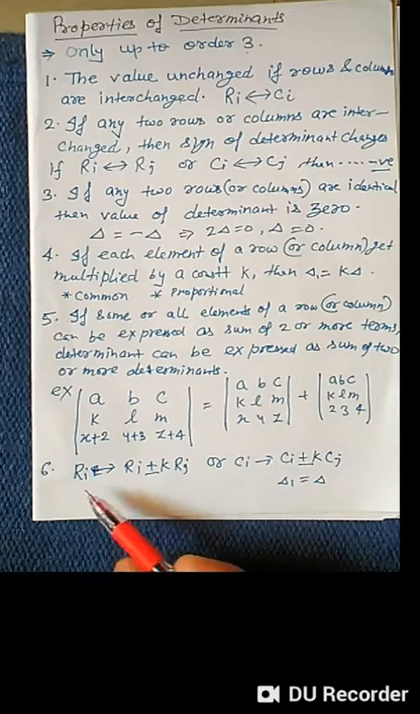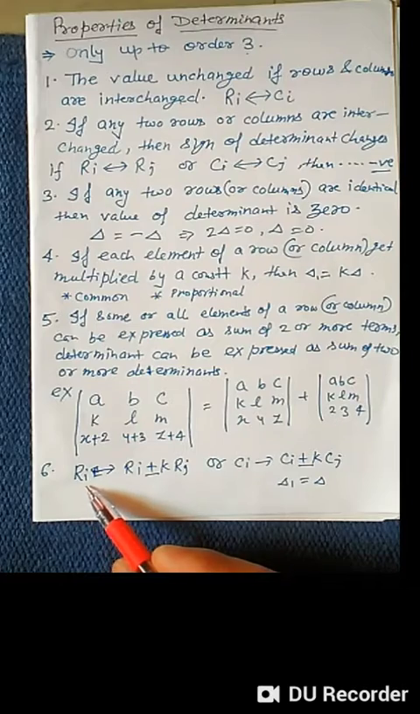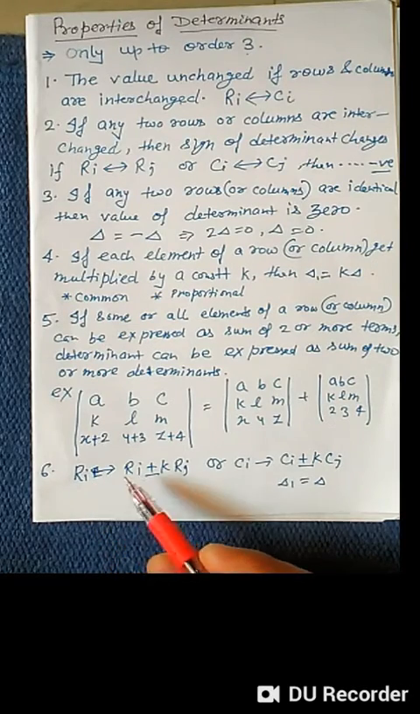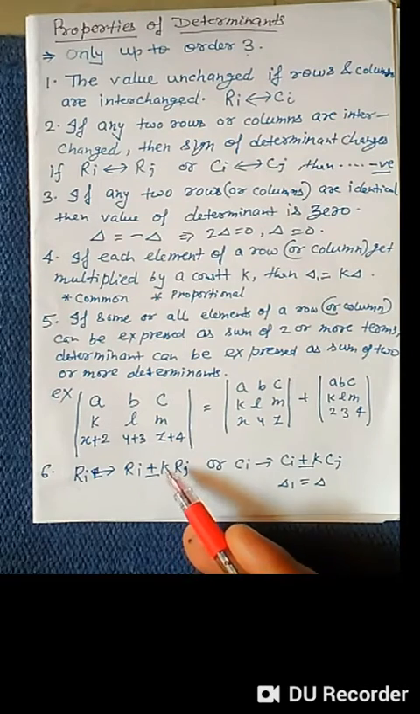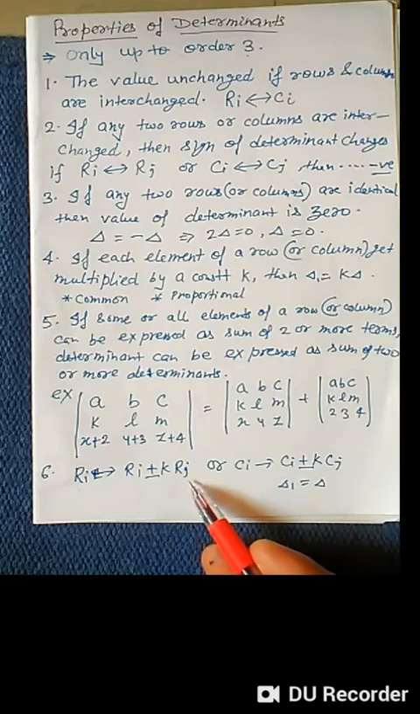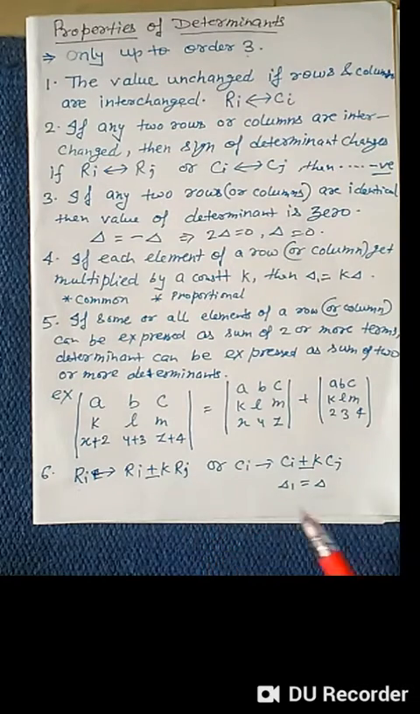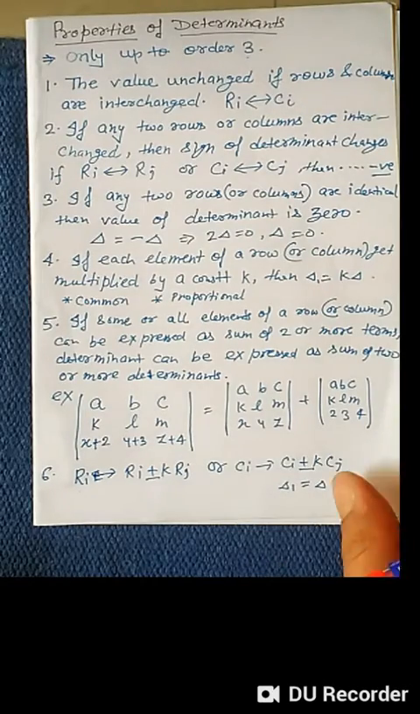Now sixth property is, if some row of a determinant is replaced with that row plus or minus k, that is some constant, multiplied by some other row, that is permitted. And the same thing can be done with the column also. With this, we have read all the properties of a determinant.